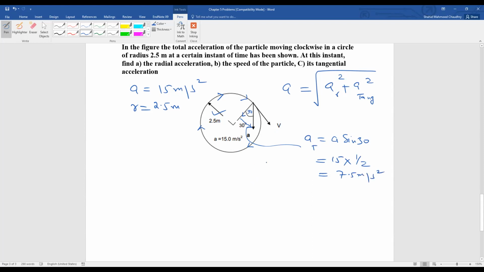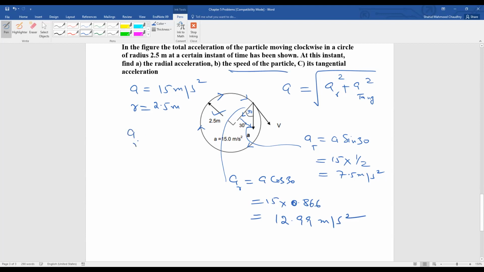Now you want to find the AR. AR is this line. AR is equal to A cos of 30. A is 15 and cos 30 is 0.866. When you multiply and solve it, it will be 12.99 meter per second square. Now you have AR and AT, so now you can find the speed of the particle.